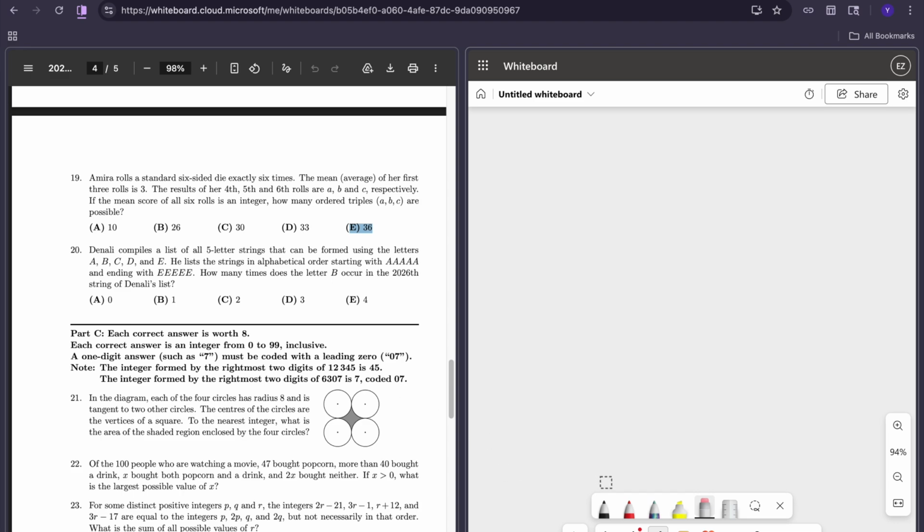And 20. Daniel compiles a list of all 5-letter strings that can be formed using the letters A, B, C, D, and E. He lists the strings in alphabetical order, starting with A and ending with E. How many times does the letter B occur in the 2026th string of Daniel's list? So we have A, B, C, D, E. 5 letters. And we're looking for the 2026th one.